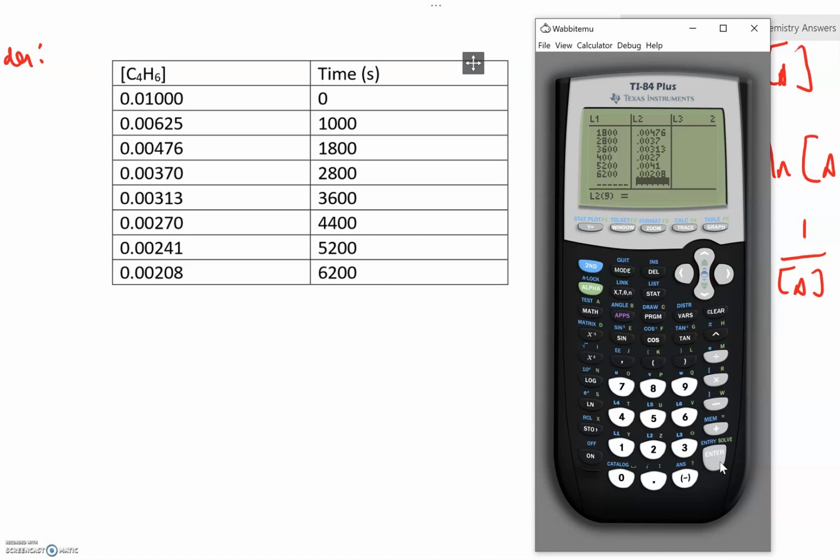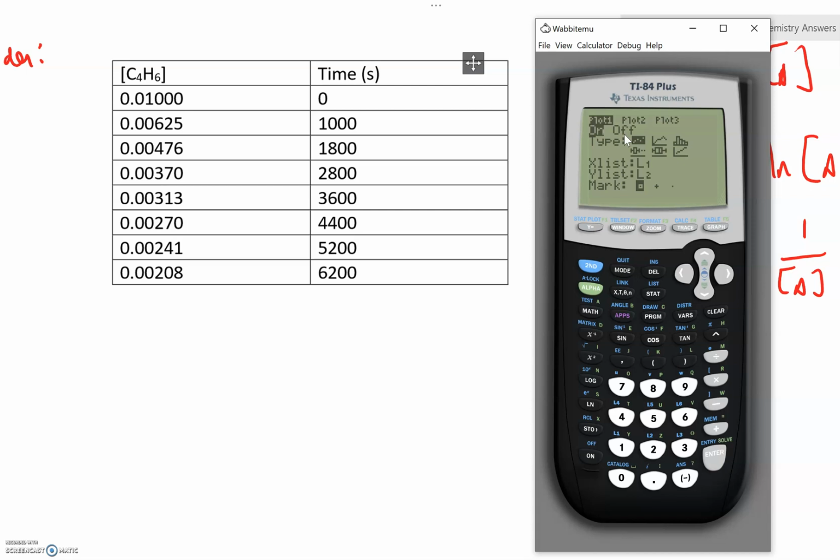Okay. So what we want to do is verify that this reaction is not zero order, not first order. So I'm going to go up to my stat plot, second, y equals, and it's still on L1 versus L3 from the last one. So I'm going to go into this one and make sure that this one is off. And I'm going to go to plot 1 and make sure that that one is on. Whoops. So let's turn plot 1 on.